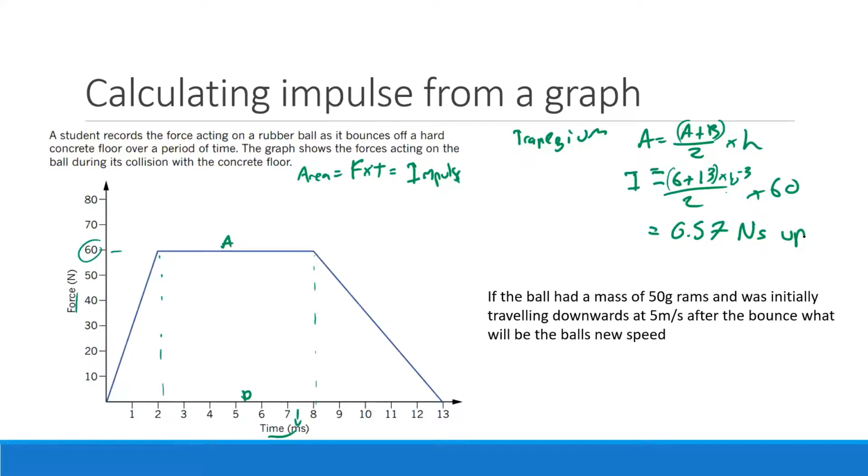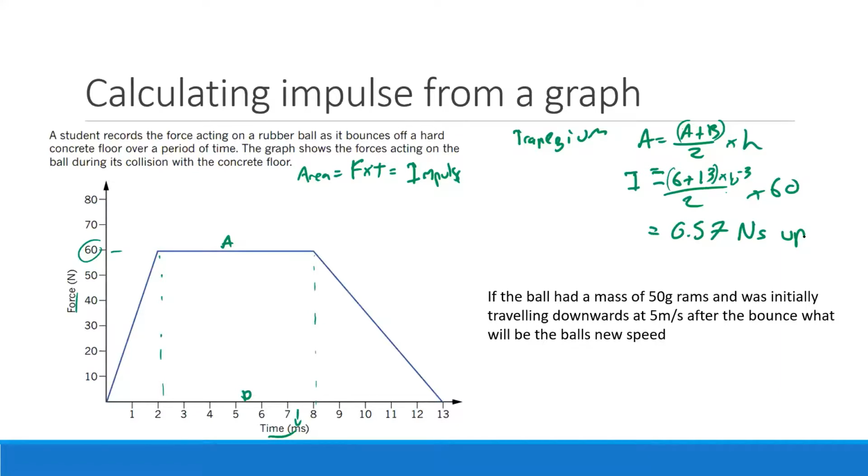And of course, we could do this instead as 3 triangles. We could go half the base times the height of the first one, plus the second one, plus the third one. But I've just been lazy and I've just done it all as a trapezium. But yeah, you could do it like that if you wanted to. I'm not doing both, but yeah.